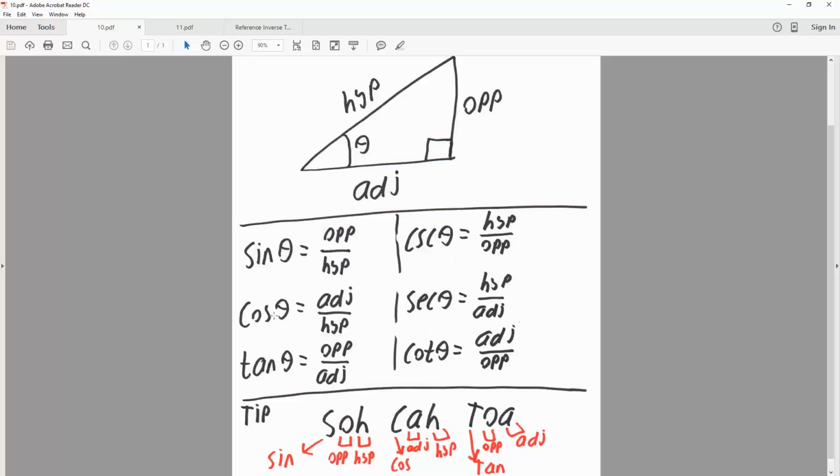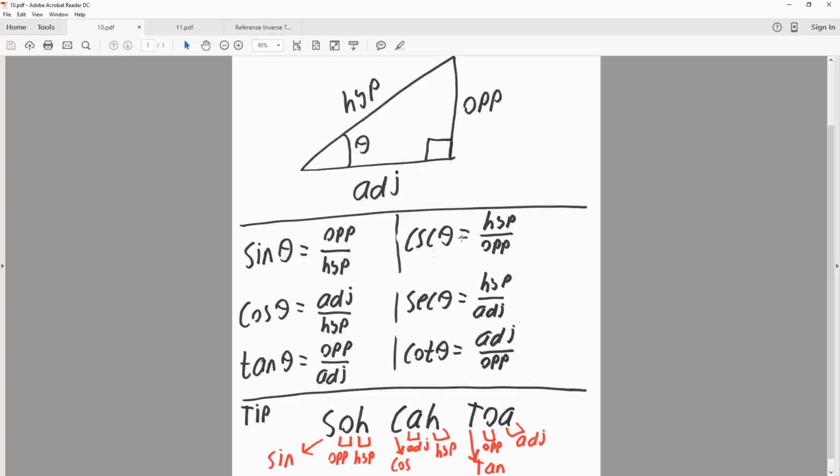Next, we'll do cosine theta. Cosine theta is adjacent over hypotenuse. Next, we want to do tan theta. And tan theta is opposite over adjacent. Next, we have cosecant theta.